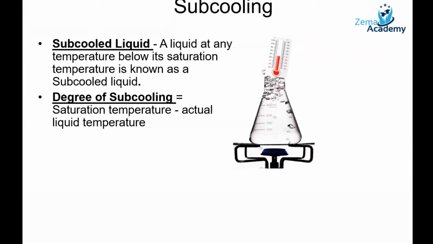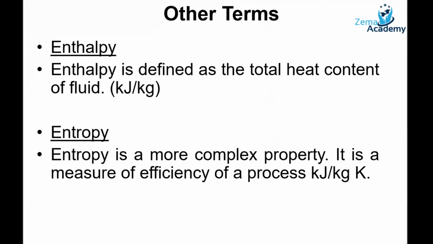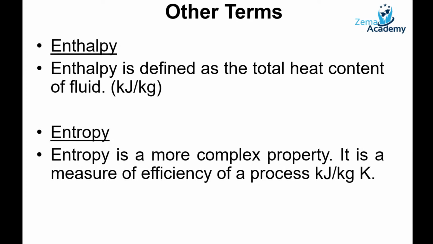Again, this is the opposite end of boiling, which is the cooling. So this is referring to a liquid at any temperature below its saturation temperature. And we can calculate the degree of subcooling. Degree of subcooling is the Tsat minus T actual. Other terms that we will use are enthalpy and entropy. One deals with the heat content of the fluid, and the other one deals with efficiency of a process.